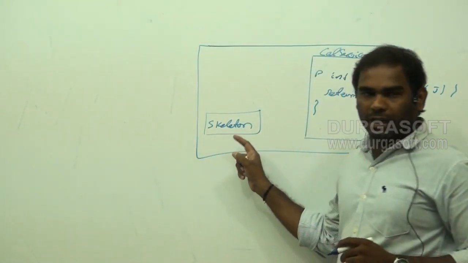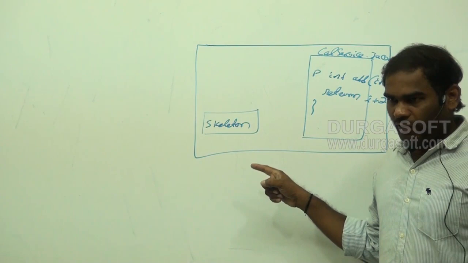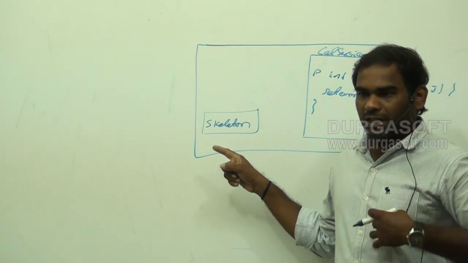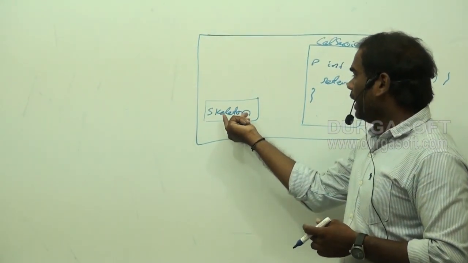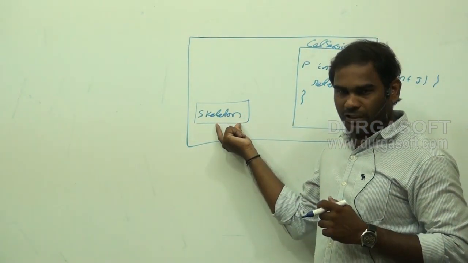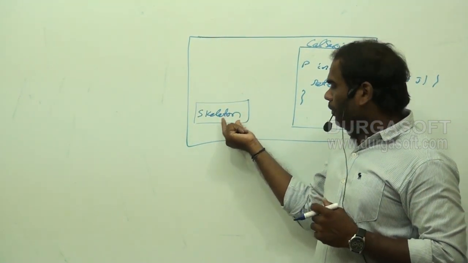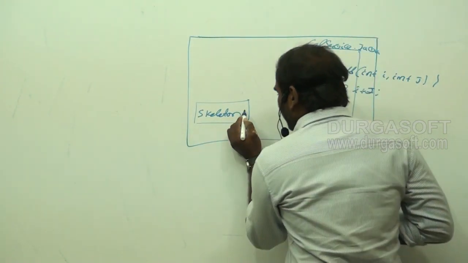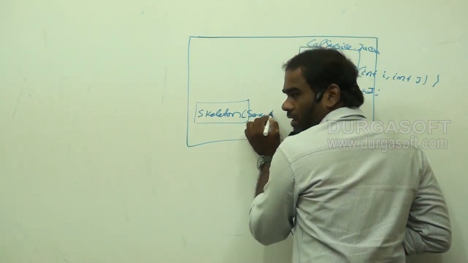I told you already, skeleton is a predefined class. So who will give this class? That I will tell you. But this class again depends on your service class here. If it is a Java class, the skeleton should be Java here. So in Java it is always a servlet.